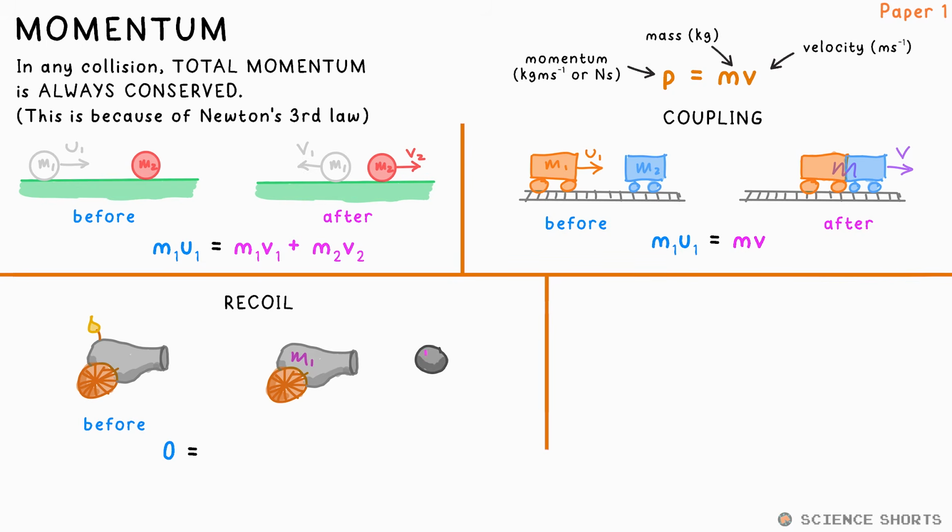Even though the cannonball is moving, that must mean the cannon has the same momentum as the cannonball, but in the opposite direction, so they still add up to 0. This is an example of recoil. One last and very important example is rebound.